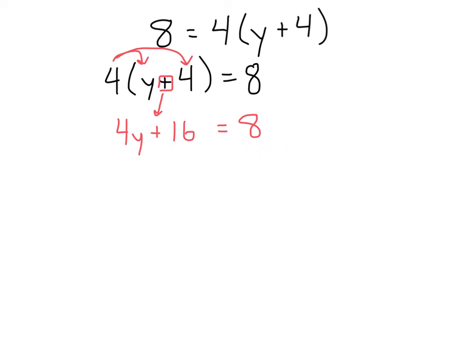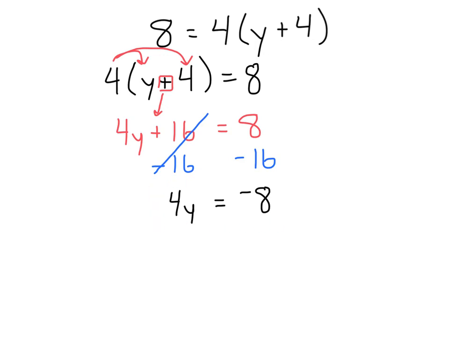So all we're going to have to do is move this plus 16 over to the right side of the equation. The opposite of adding 16, you have to subtract 16 from both sides of the equation. So the plus 16 and the minus 16 cancel out. All you have on the left side of the equation is our 4y, and 8 minus 16 is equal to negative 8. Now we have our one-step equation. We have 4y is equal to negative 8.